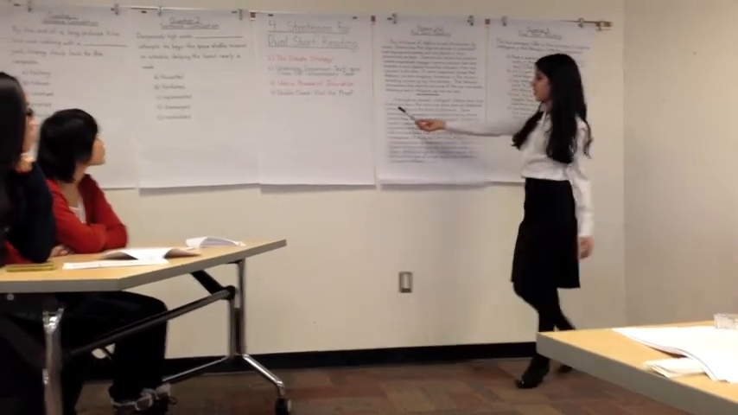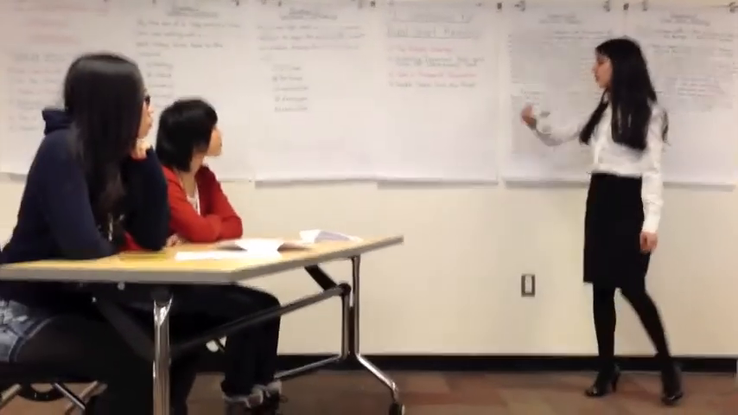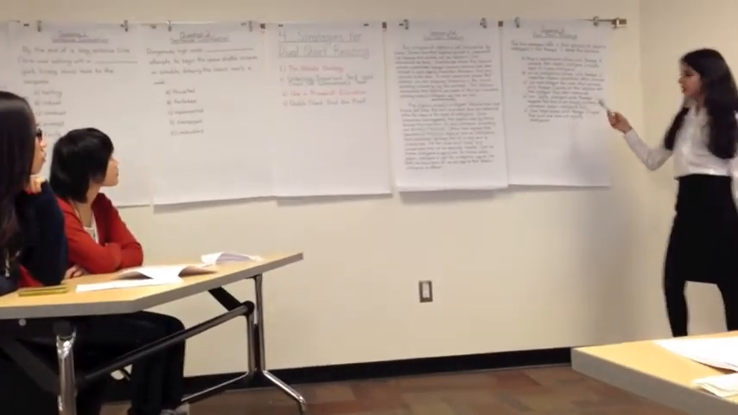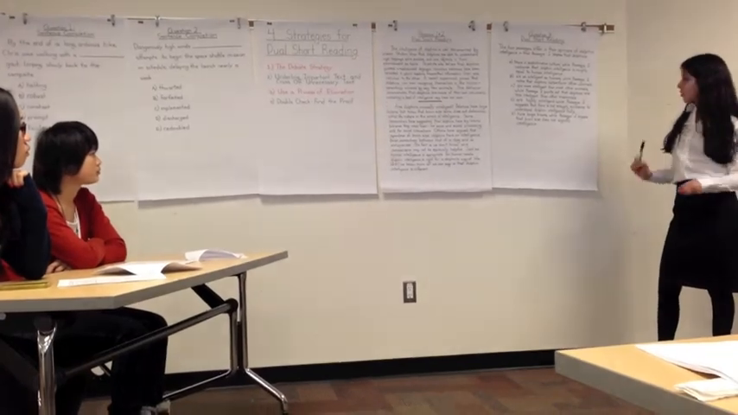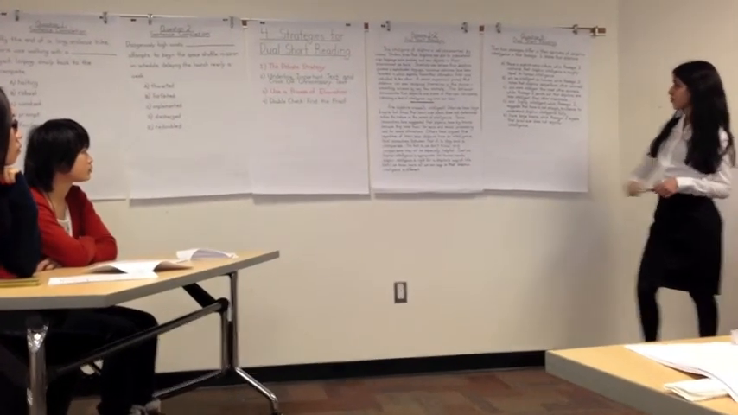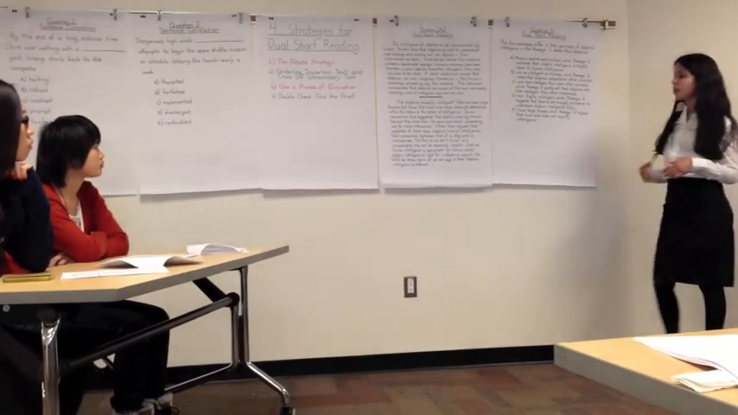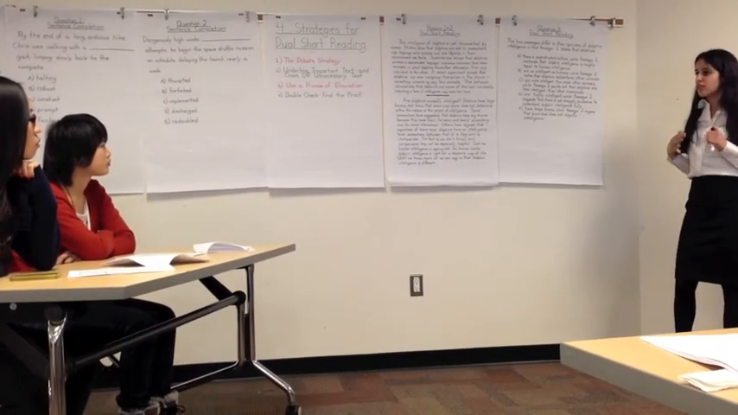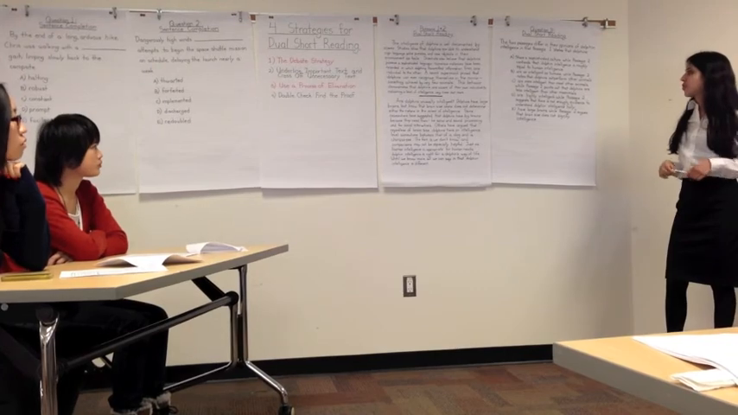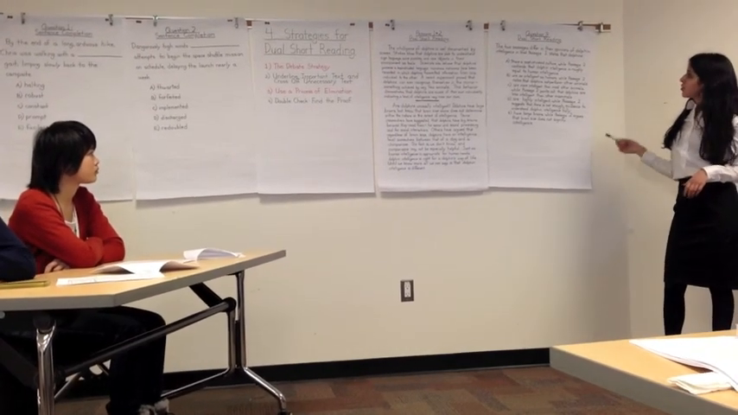The last strategy is double check, find the proof. The right answer will always have proof. All parts of it, the first part and the second part, will have proof in the text, so make sure you go back and find that. If half of the question doesn't have proof, it's the wrong answer. The whole question has to be right. So that is the dual short reading section.